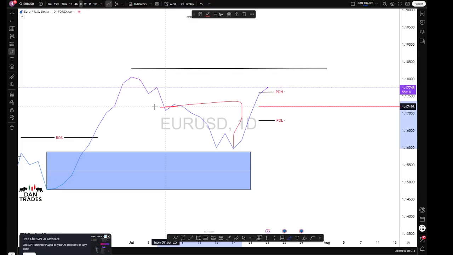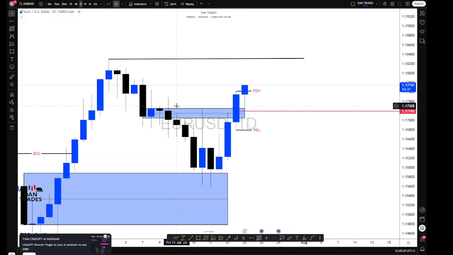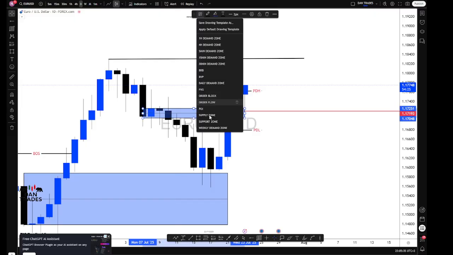So a failed resistance turns to what? It turns to a support. So you could have marked like that, and you can see that this support area here aligns with the 50% of the previous day candle, right? So after doing this, now you can turn on your candles like that. So you've concluded that we have this support here, and we can see that the previous day candle has broken above what? The resistance. So now that becomes a support zone, right?